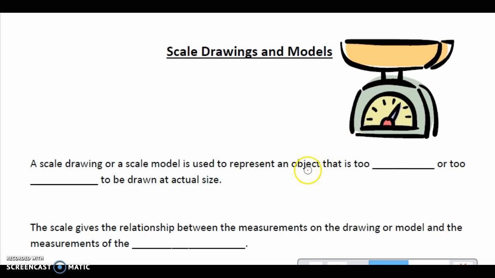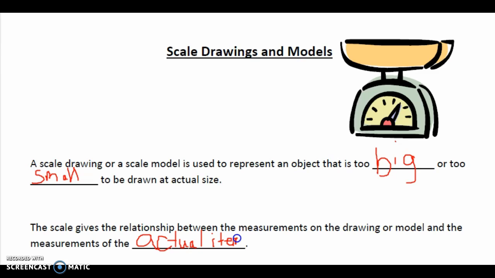So, a scale drawing or a scale model is used to represent an object that is too big, and you can imagine what's coming next, or too small to be drawn, that's small, at actual size. The scale gives the relationship between the measurements on the drawing or model and the measurements on the actual item. Okay, so the scale gives the relationship, kind of like the ratio, between the measurements of the drawing or model and the measurements of the actual item.